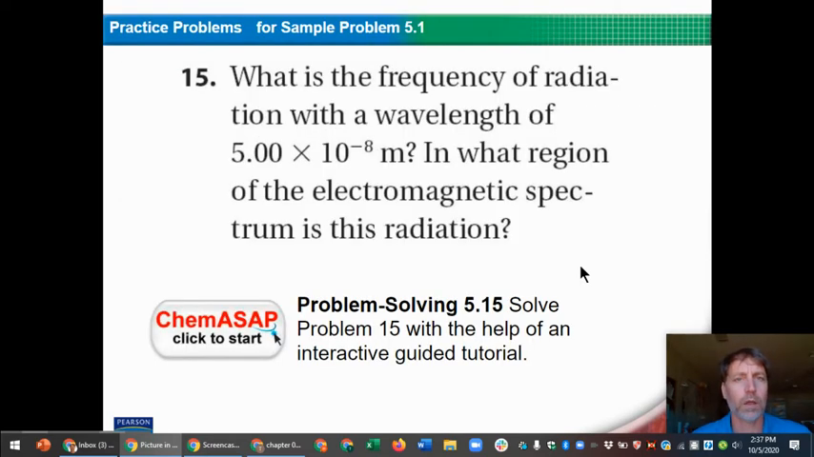All right. So what is the frequency of radiation of a wavelength?